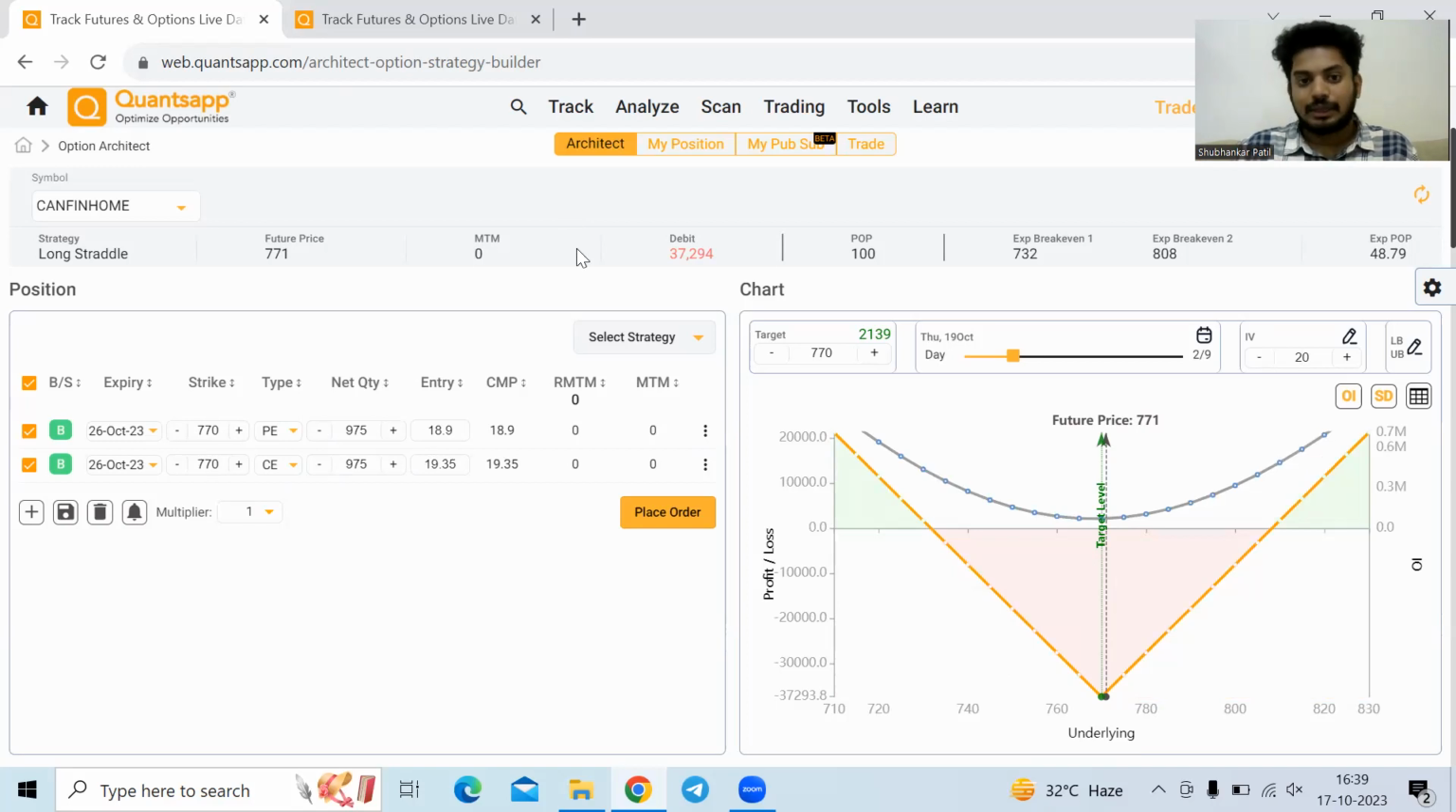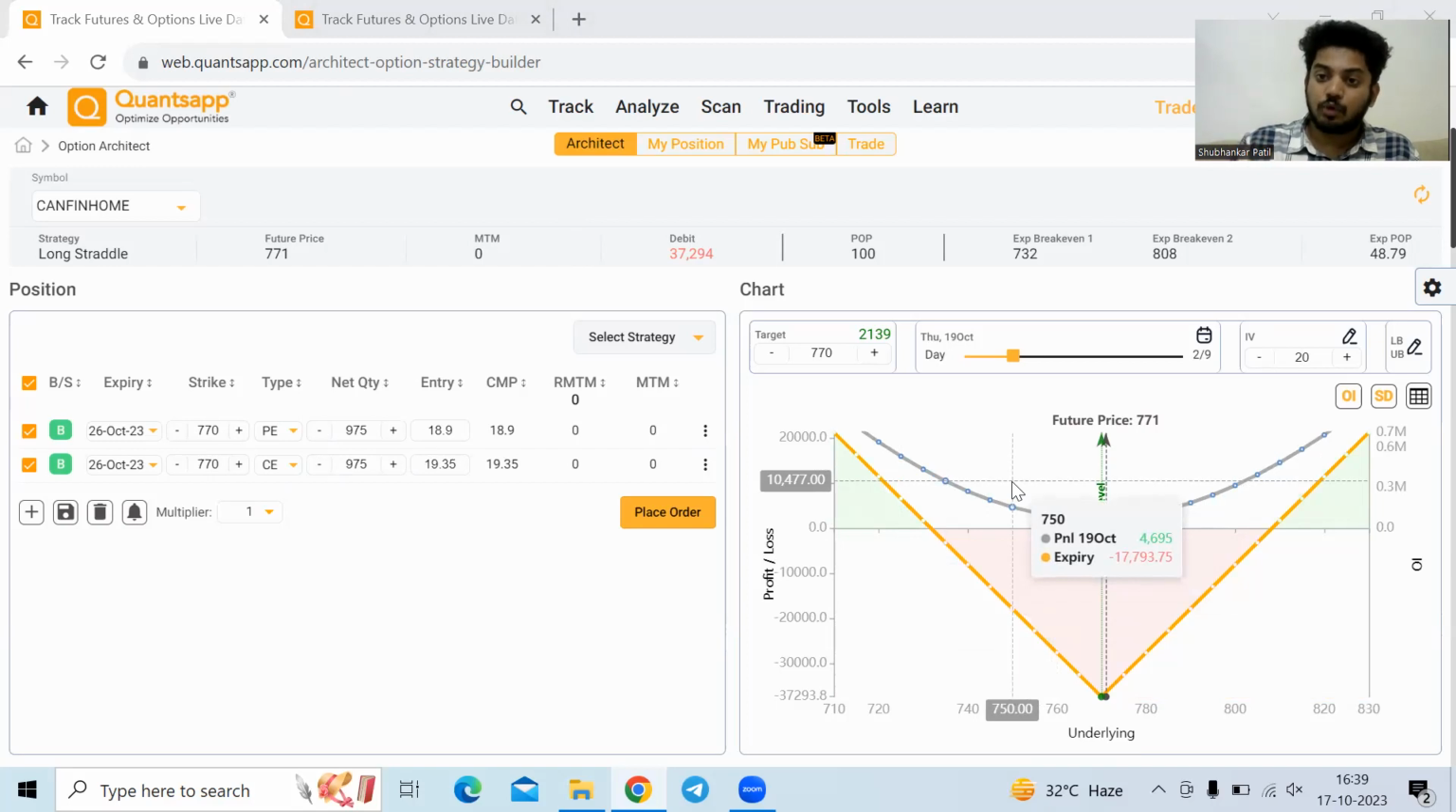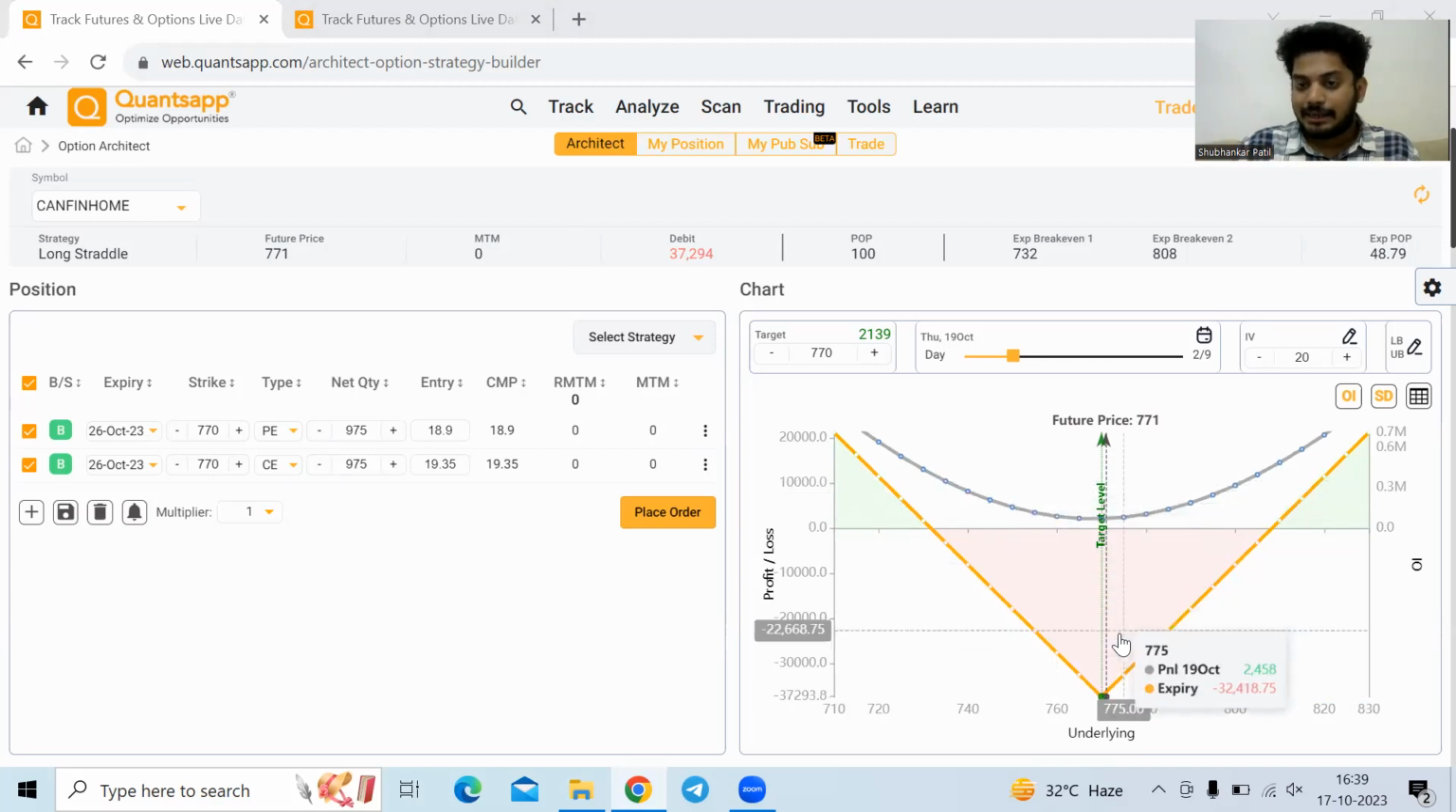So the idea is simple: whenever I'm playing volatility, whenever I'm buying volatility, whenever I'm going long on volatility, my idea is to buy options. I am not forecasting where Canfin Homes or where the underlying will go.